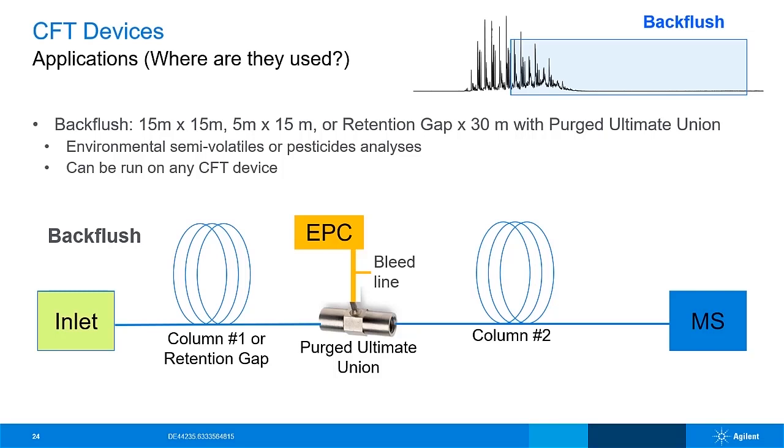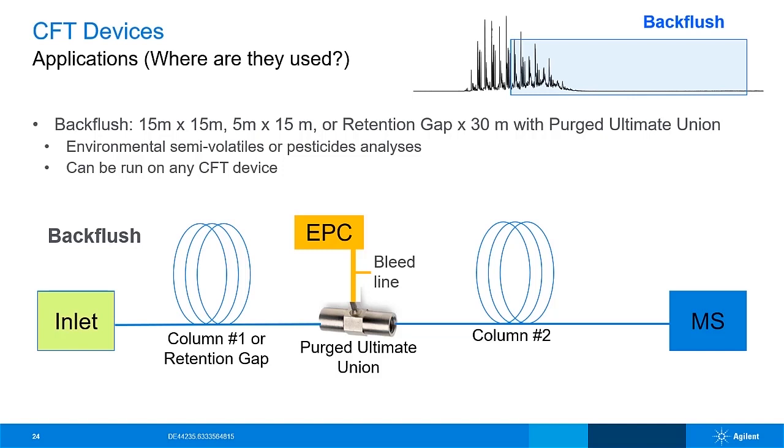So this example of backflush uses a purged ultimate union. Now of course the secondary pressure module is needed to supply carrier gas to the mass spec when you are running a system with a backflush or doing any type of CFT device work with a mass spec. Now the benefit that comes up when you have a CFT device that is purged is that you can change or trim your guard column or first column without venting your mass spec.